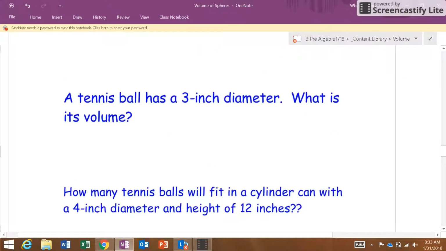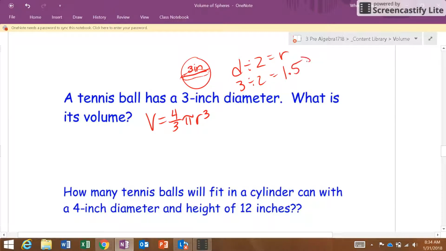This one's a little bit more challenging. It didn't give me a diagram, so I'm going to go ahead and draw a sphere. I just kind of draw a circle with a circle going through its center. Sometimes that's a dashed line, and it has a 3-inch diameter. So I'm going to find the volume of that tennis ball. And I'm going to change that diameter, divide that by 2 to get my radius of 1.5 inches. So just make sure you're careful when it says diameter to convert that.